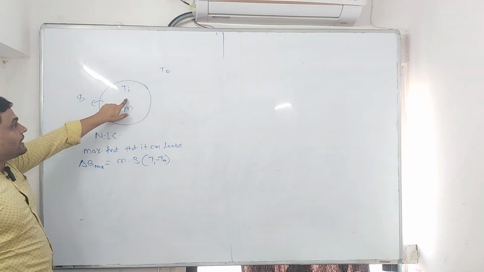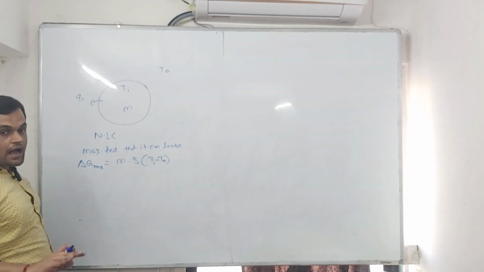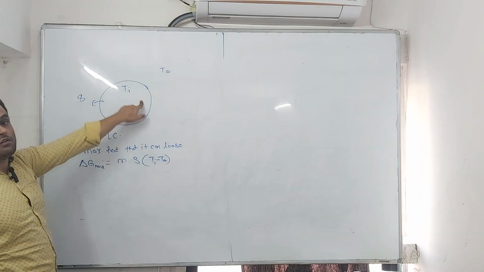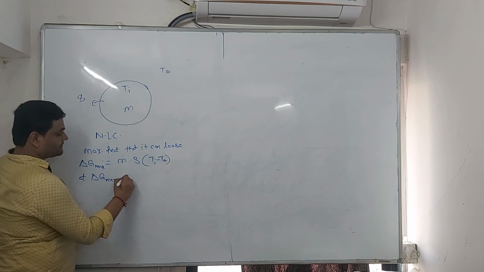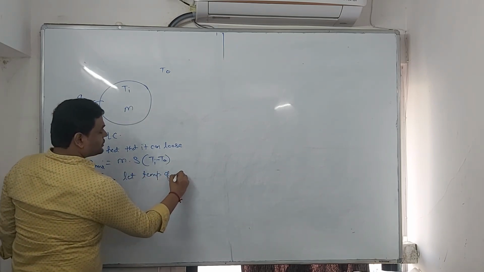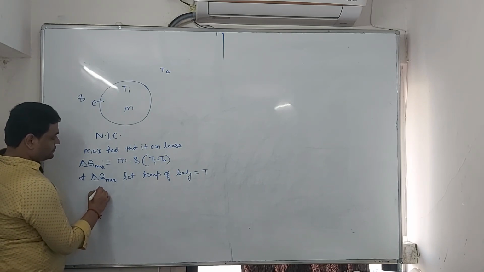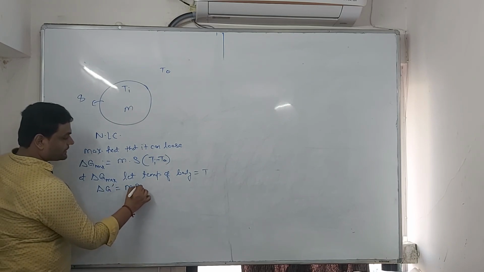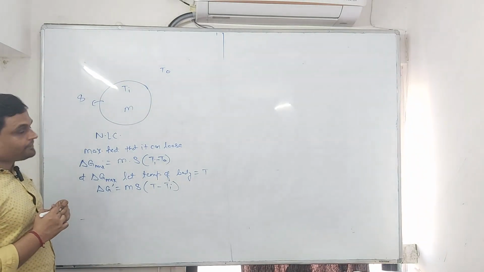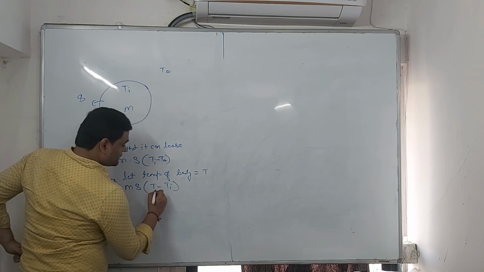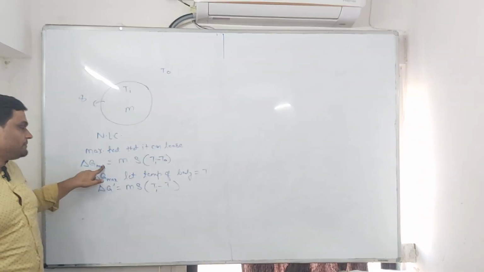Now it is saying to find the time in which it will lose half of this maximum heat. So we will find, after losing half of this maximum heat, what will be the temperature of this body. Let the temperature of the body be T. Let us say the heat lost is delta Q dash, m into s into the initial temperature minus the present temperature. This is half of the maximum heat lost.